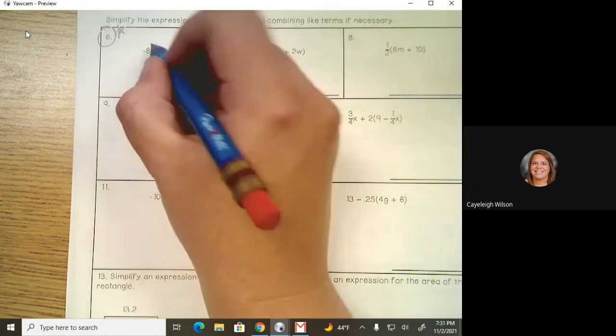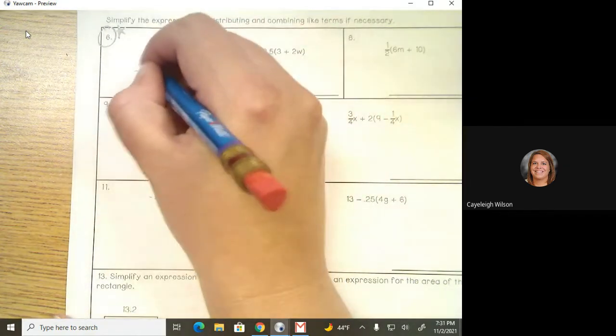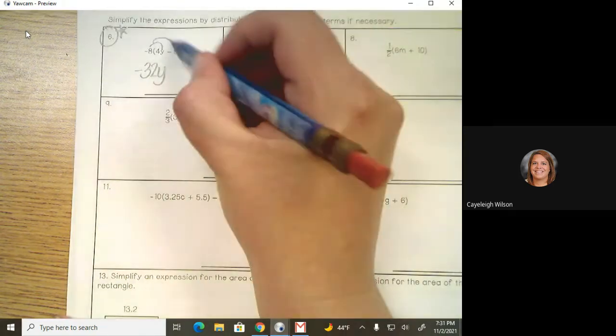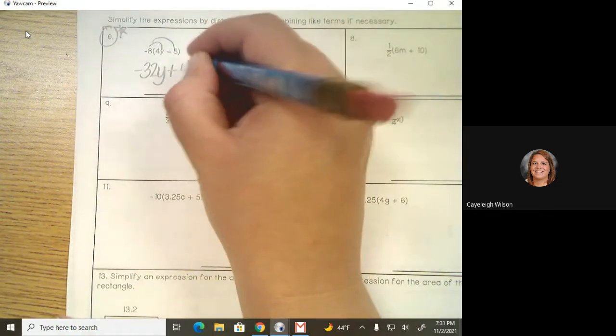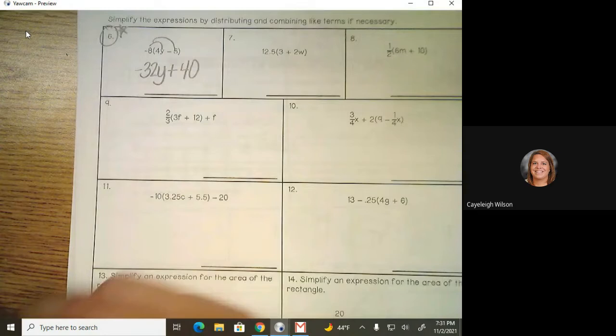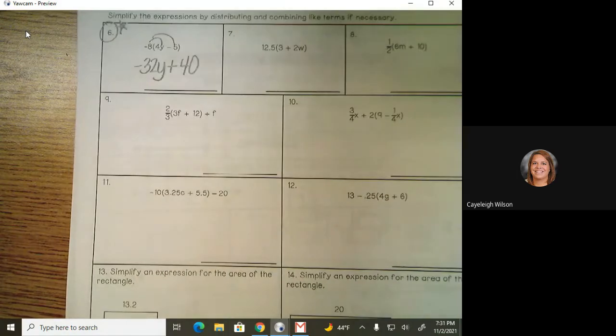All right, so negative 8 times positive 4y, negative 8 times 4, that's negative 32y, and negative 8 times negative 5. A negative times a negative is a positive, and 8 times 5 is 40. And then those are not like terms because that one has a y and that one does not. All right, go ahead and try number 7.